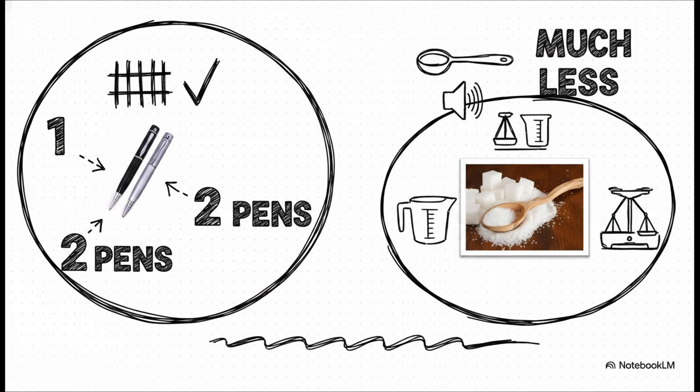So on the left, you see pens. You can count them, right? 1, 2, 3 pens. That's a countable noun. Now look at the right, sugar. You don't count each tiny grain, you just think of it as a substance. That's an uncountable noun. And that single difference, is it countable or uncountable? That is the one and only rule you really need to remember.